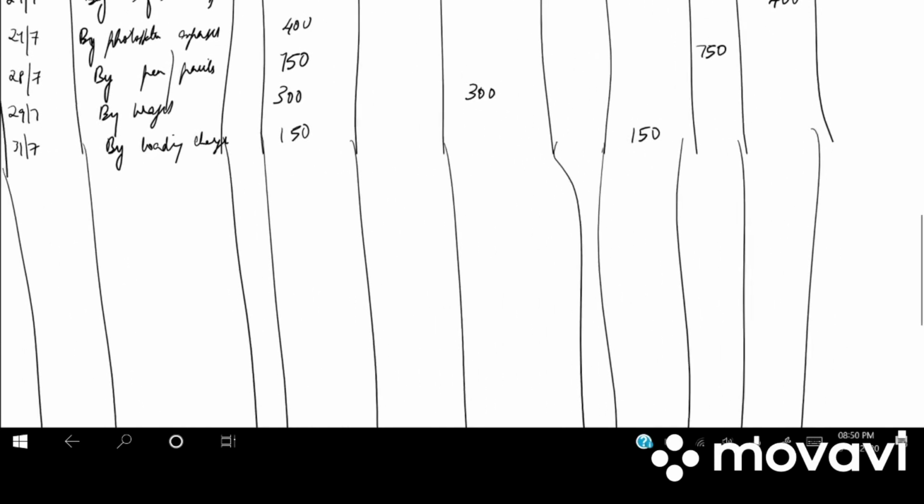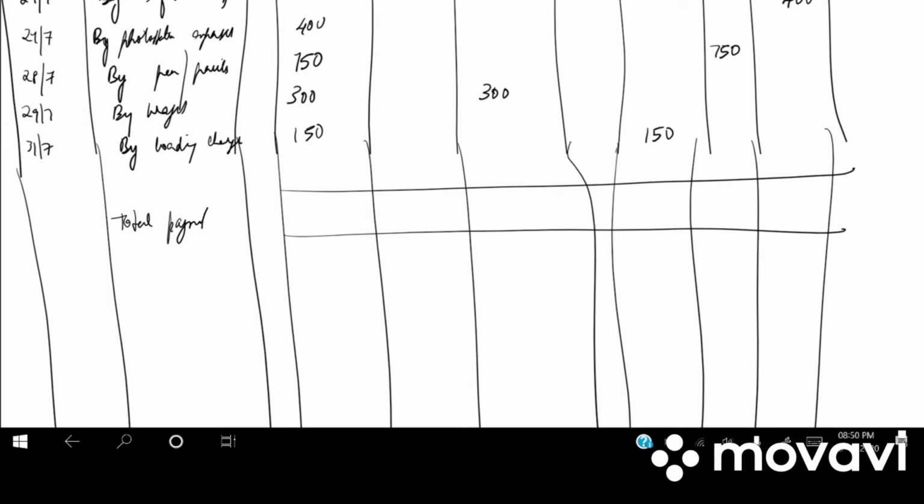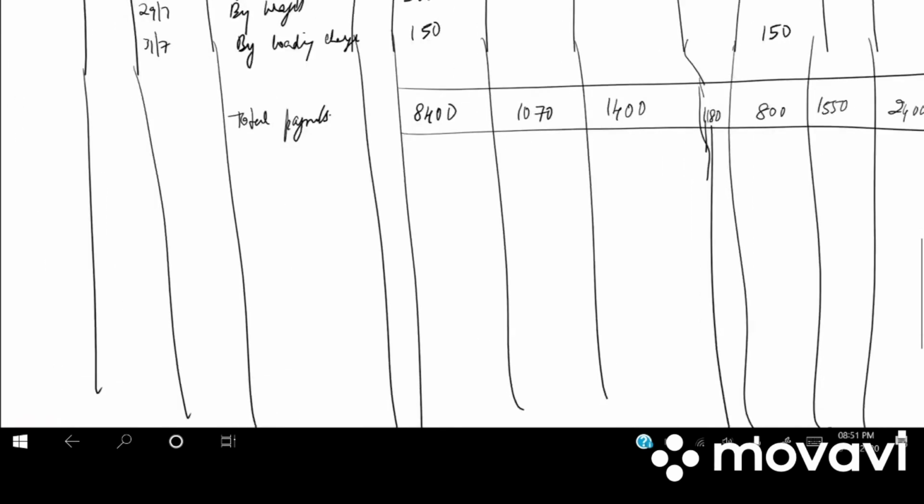After we have completed all the entries, next we will be writing the total, that is total payments. So this is 8,400, postage and courier is 1,070, 1,400 is wages, 1,180 is conveyance, 800 is cartage, 1,550 is stationery, and 2,400 is miscellaneous expenses.